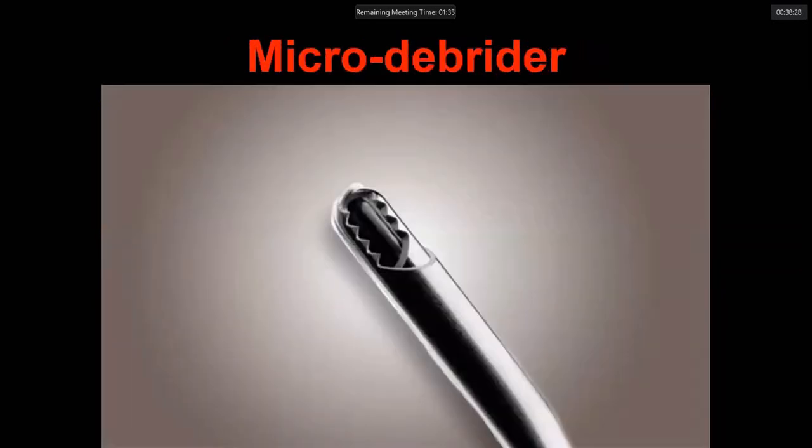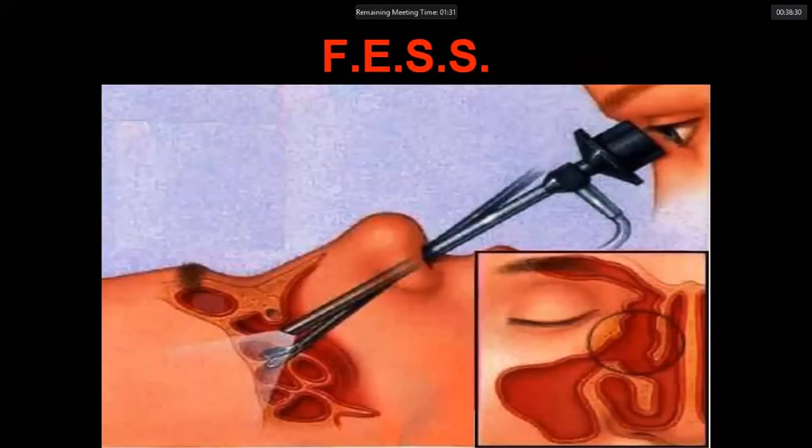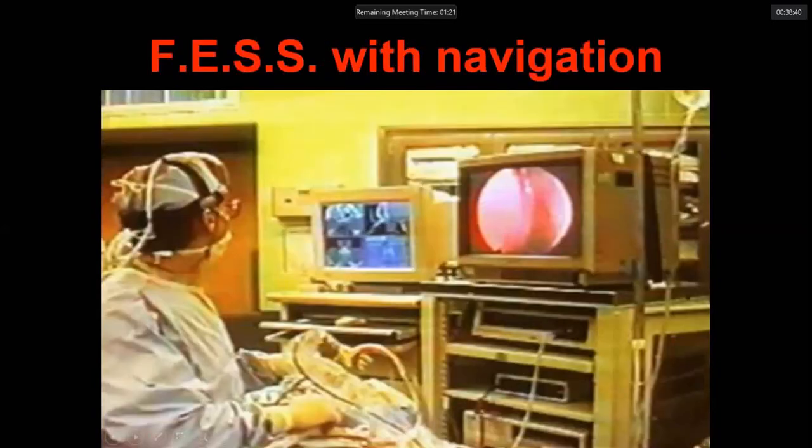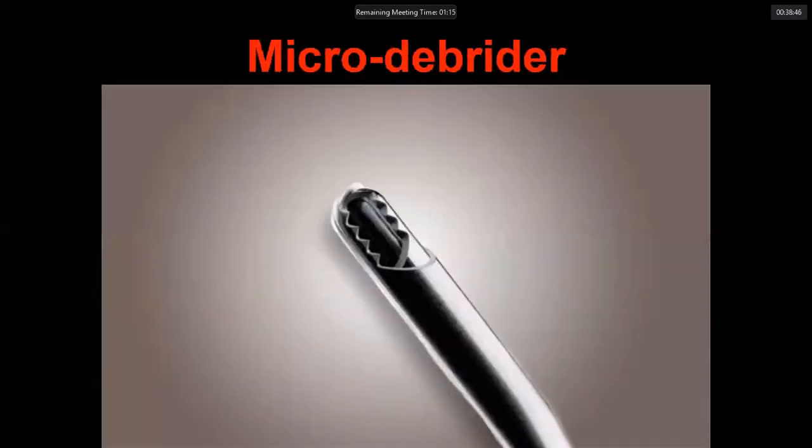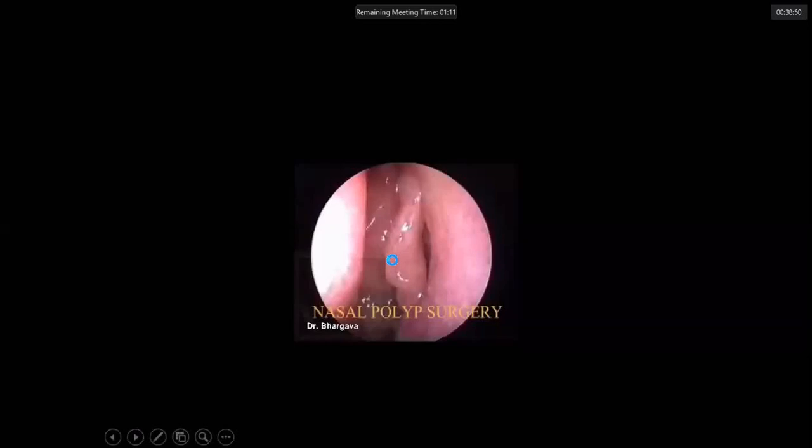Now, this is the micro-debrider. It may be a forceps or it may be a micro-debrider. Here it looks more like a forceps. In the micro-debrider, the tip comes here. This is the tip of the micro-debrider, and this is the machine. And how this works, I have a video here.